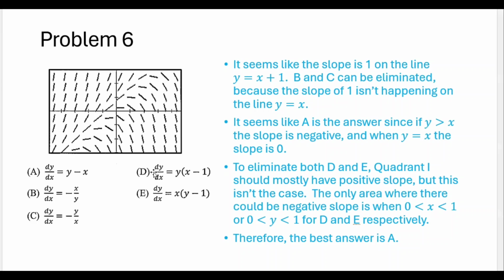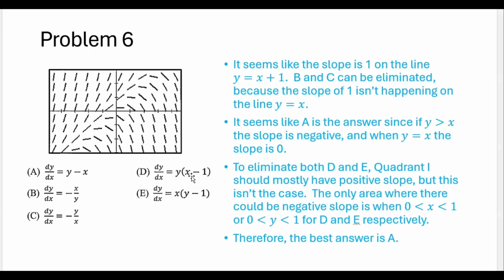The only place where a slope can be negative is when, for example, in quadrant 1 specifically, x is between 0 and 1, that's when this term would be negative, but y is still positive. So that's what makes it negative, when x is between 0 and 1. And similarly for this one, when y is between 0 and 1, the slope could be negative. But that's not what's happening.